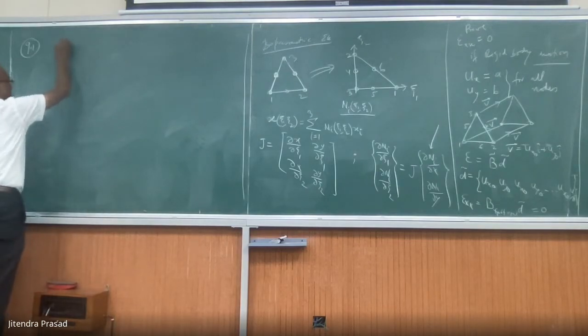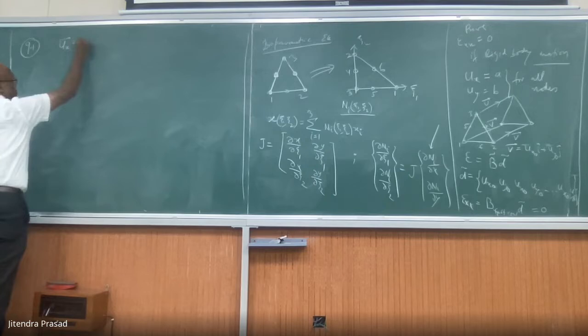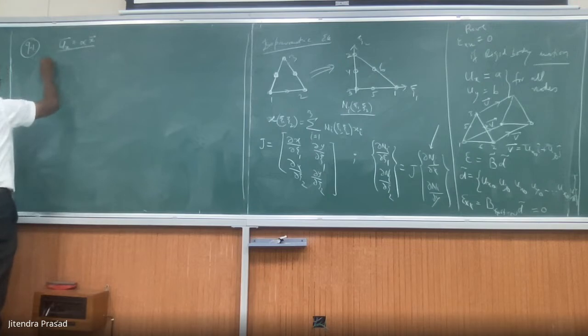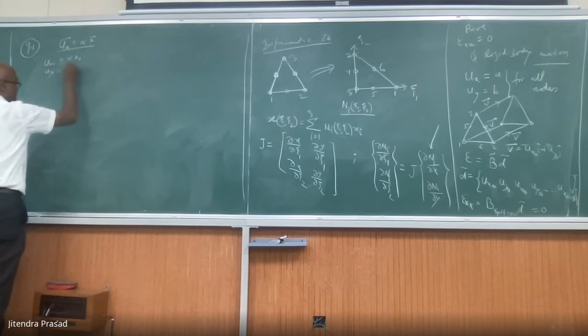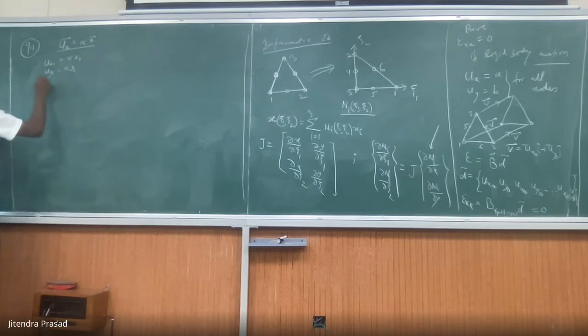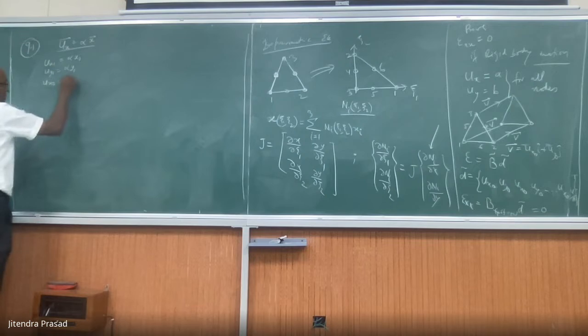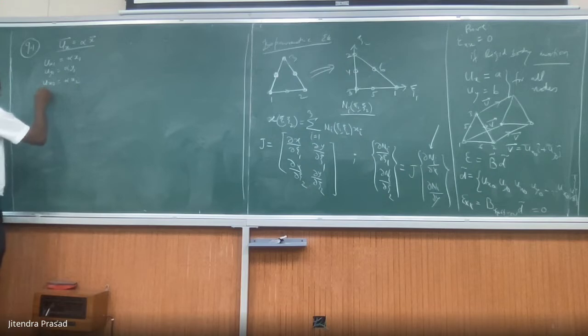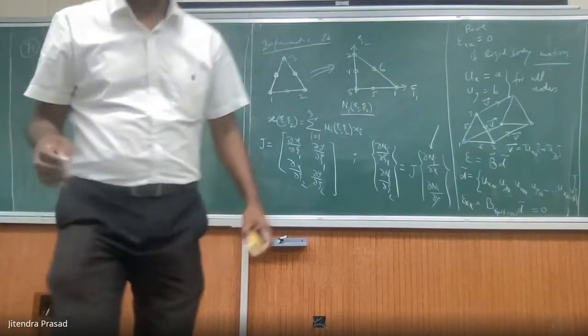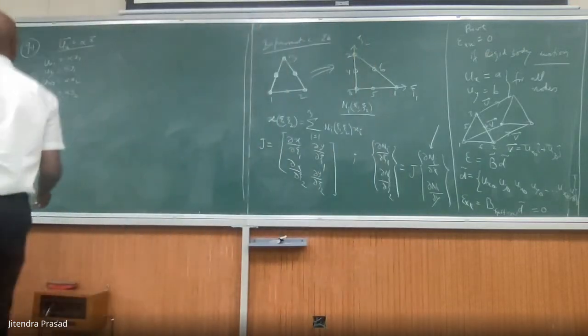Now it says that ux is proportional to x, meaning the coordinate itself. So that means ux1 is equal to alpha x1, uy1 is equal to alpha y1, and so on. ux2 is equal to alpha x2, uy2 is alpha y2, and so on. And then you have to find out a strain field, and then you have to find out the strain.